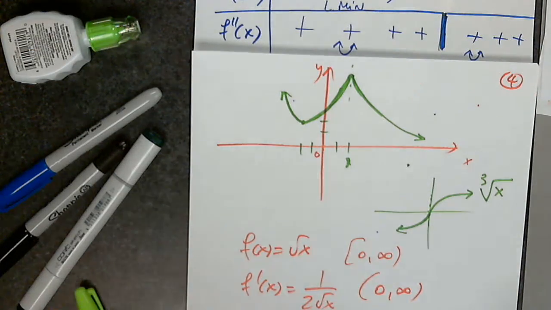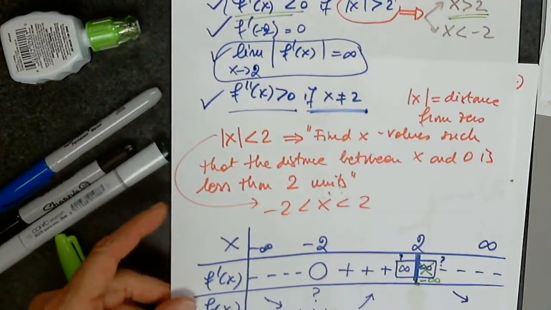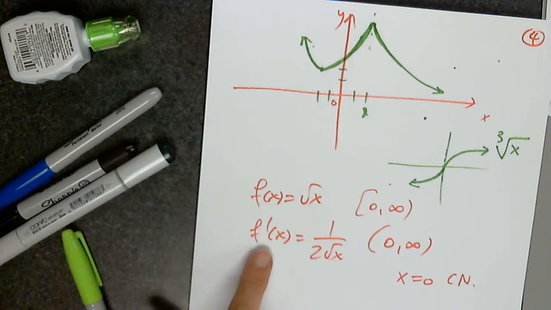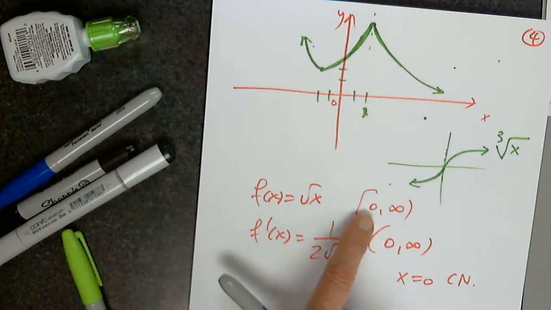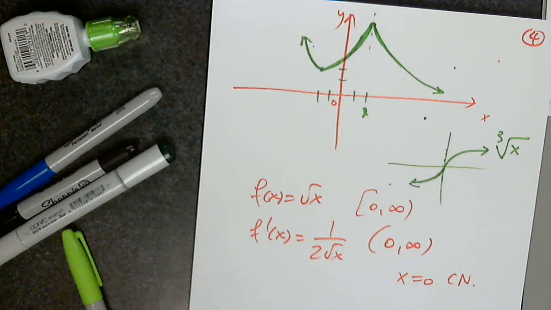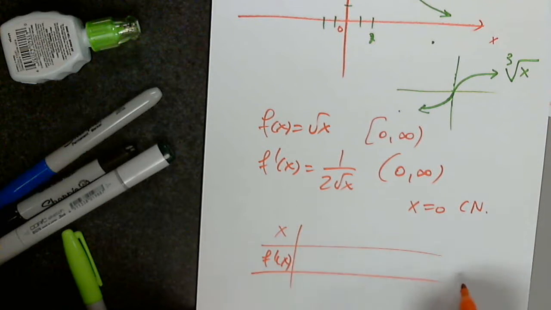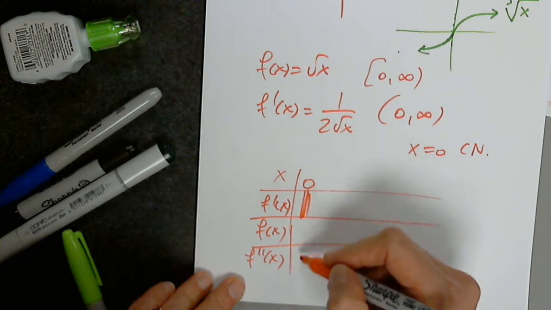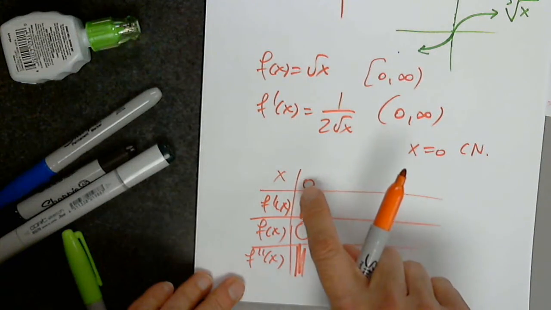But if it doesn't exist at f prime, could f double prime exist? So f prime does not exist at 0. F prime does not exist at 0. F double prime will not exist at 0. But the function exists at 0. So when you look at the chart, f prime, f of x, and the second derivative at 0, you have this, which is a critical number because the first derivative is undefined.